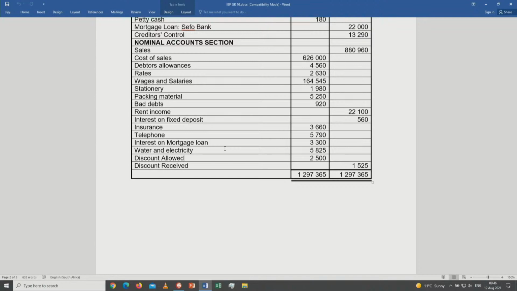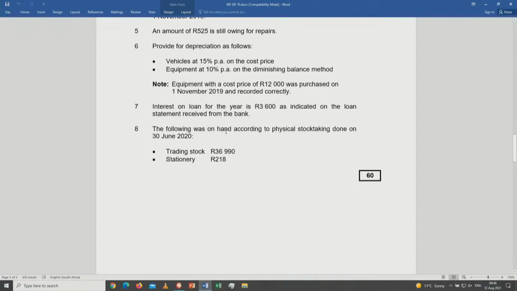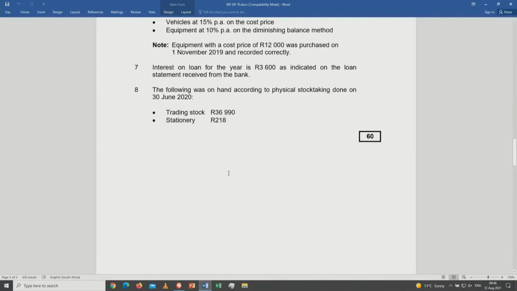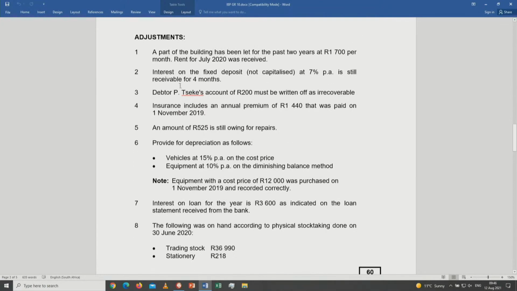But then what is it that, as far as our adjustments, we did not calculate here in our profit and loss account? We did 1, we did 2, we did 3, we did 4, we did 5, but 6 we did not do. Depreciation. Depreciation is calculated on our fixed assets at the end of the financial year.